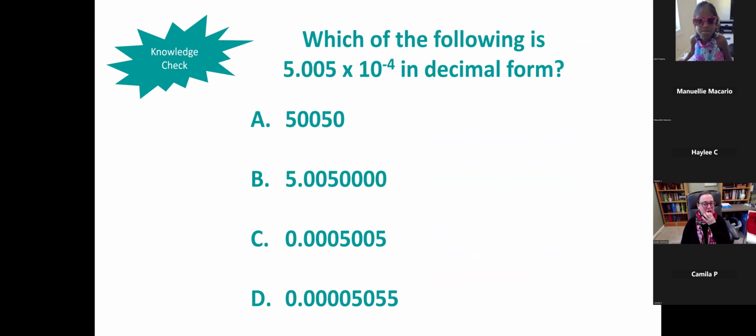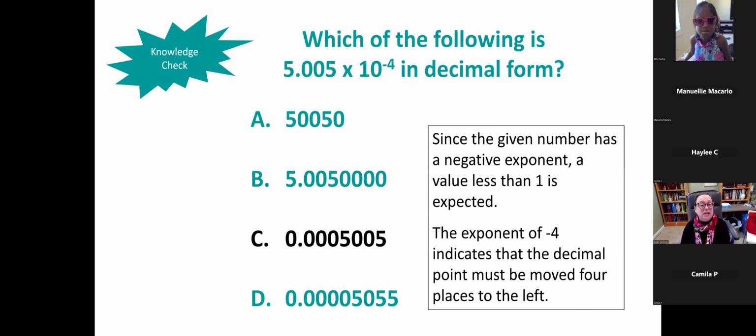Okay, one more. Which of these is 5.005 times 10 to the minus 4 in its decimal form? Right. Okay. Well, I think we've got the hang of this. That's awesome. Perfect. Since we have another small number, we're going to end up with something less than 1. So that eliminates the first 2 choices there. And then we've just got to get things written out right.